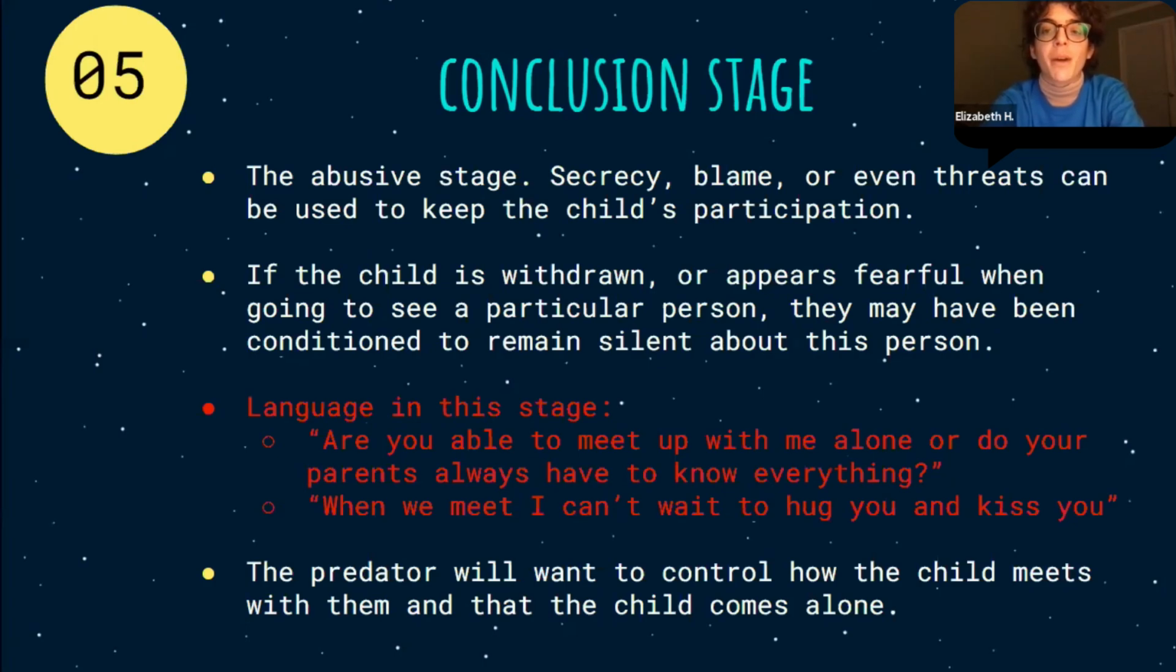It's important to remain aware of a child's or young person's behavior and reactions to individuals surrounding them. If they appear fearful or withdrawn when going to see a particular person, they may have been conditioned to remain silent about potential abuse. So it's definitely important to check in with the young person and create a safe space for open dialogue. Some examples of dialogue that could occur between the predator and the child is, "When we meet, I can't wait to hug and kiss you," and "Are you able to meet up with me alone, or do your parents always have to know everything?" As you can see by looking at the examples, the predator is seeking to control the situation, and this dynamic is abusive.